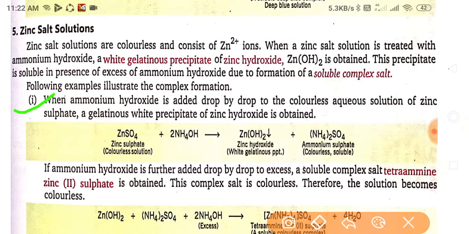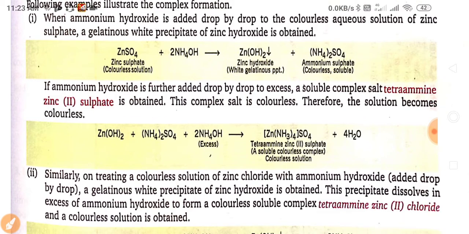First, when ammonium hydroxide is added drop by drop to the colorless aqueous solution of zinc sulfate, a gelatinous white precipitate of zinc hydroxide is obtained. You can see zinc sulfate colorless solution reacts with ammonium hydroxide and forms zinc hydroxide. And if ammonium hydroxide is further added drop by drop in excess, a soluble complex salt, tetraamine zinc sulfate, is obtained, as you saw in the last reaction with copper. This complex salt is colorless, therefore the solution becomes colorless. So this is the tetraamine zinc sulfate, a soluble colorless complex formed by the reaction of zinc hydroxide with excess amount of ammonium hydroxide.